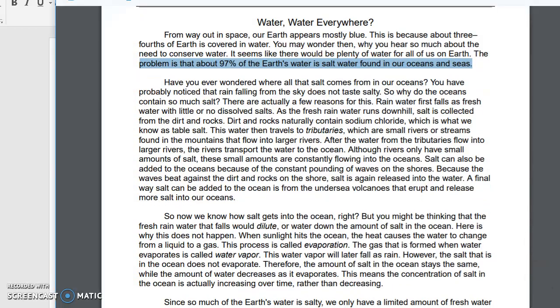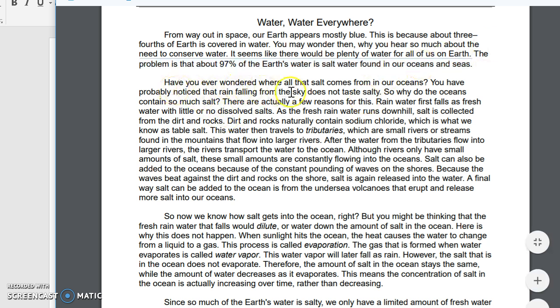So the author introduced the problem here. The problem is that 97% of the Earth's water is salt water. That only leaves us with how much left as fresh water? Takes 100% to be complete. So that leaves us 3% of fresh water. Something to think about. So let's proceed to paragraph 2.